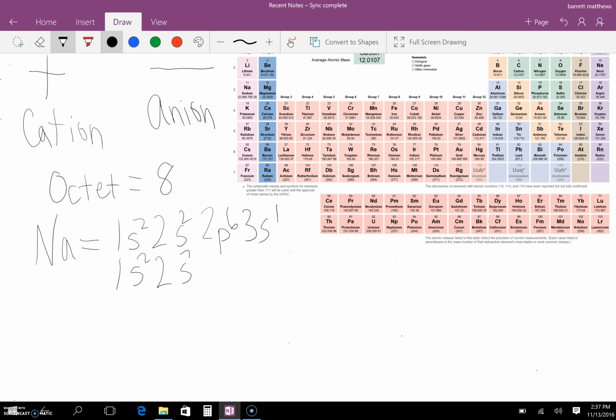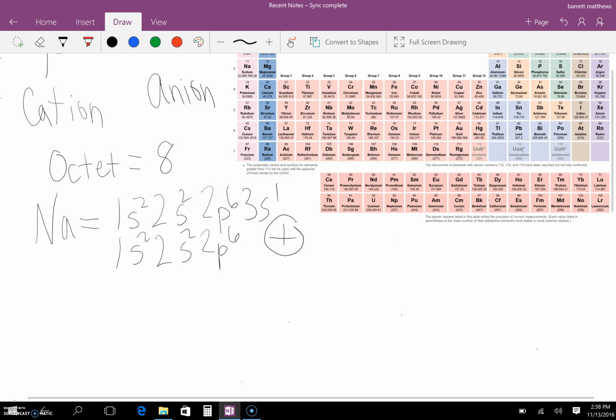1s2, 2s2, 2p6. Now, if it loses 1 electron, it will become +1, and now it has 8 in its valence.